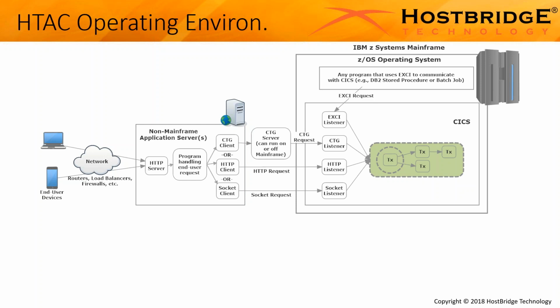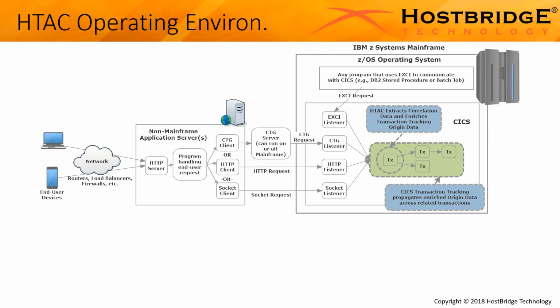I'm going to use this diagram as the basis for now explaining Hstack in a bit more technical detail. The first thing I want you to notice is where Hstack runs. It's purely running on CICS. And its sole purpose is to extract correlation data from the request and then enrich the data that transaction tracking manages. So that's our number one priority: extract correlation data and enrich what transaction tracking is managing. Then CICS transaction tracking automatically propagates that enriched origin data across all related transactions. So we don't have anything to do with that.